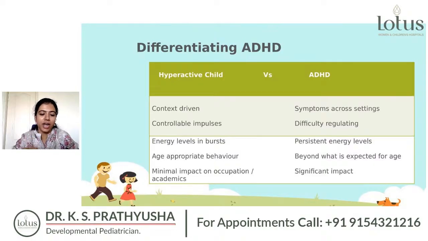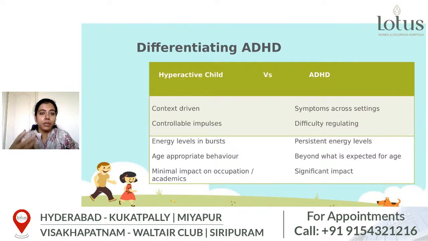A hyperactive child can control their impulses if they want to, whereas it becomes very difficult for a child with ADHD. Then, the energy levels in a hyperactive child come in bursts. If they have a very interesting activity, or when they're very excited about an activity, their energy levels are at peak. But once they tire, once their battery gets drained, they tend to slow down. Whereas a child with ADHD tends to have persistent energy levels throughout the day. Sometimes it gets very difficult to put these children to bed at night because they carry energy all the time.